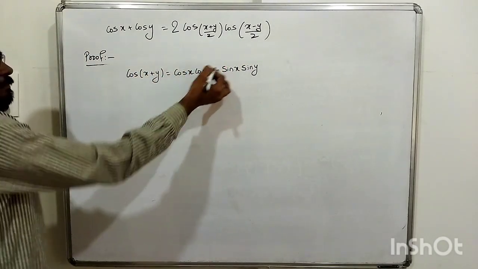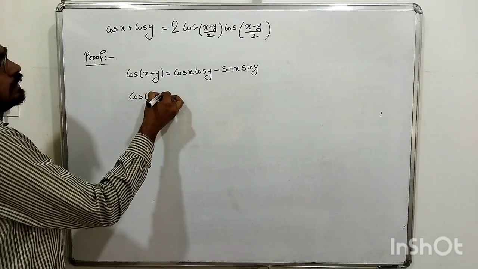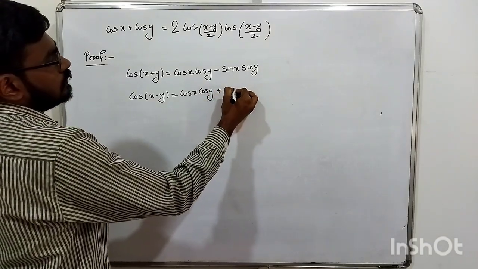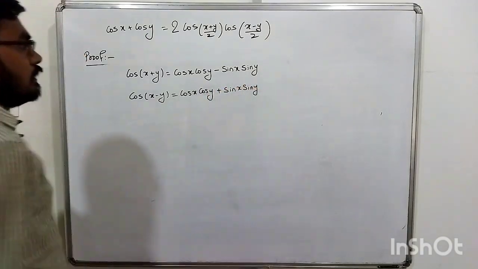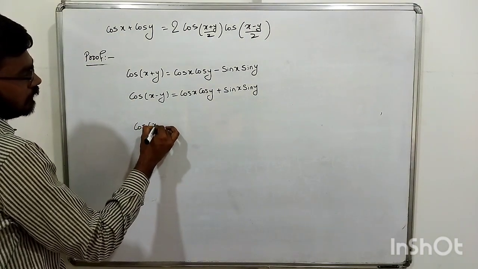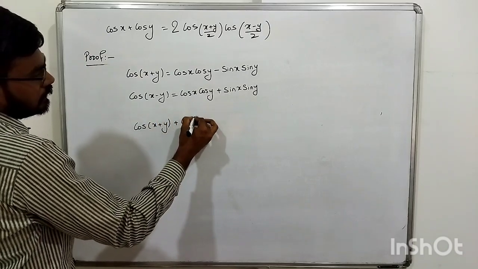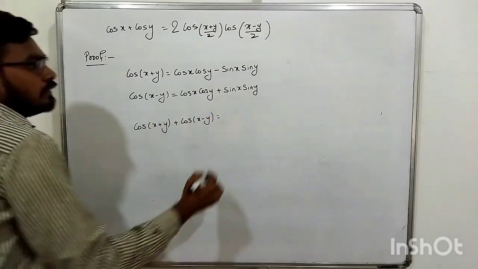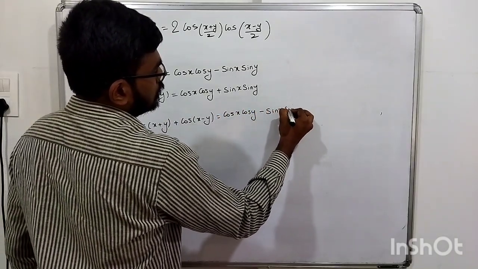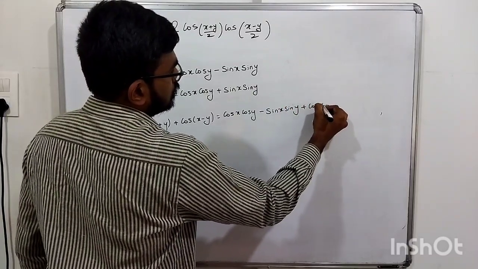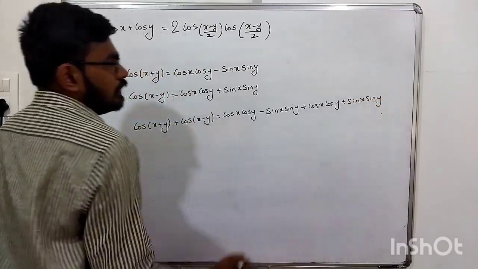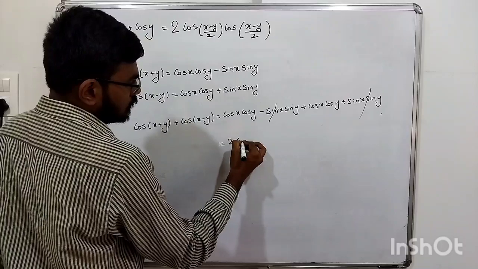And if there is minus here, there is plus here. That is cos of x minus y is cos x cos y plus sin x sin y. Now, since there is plus here, we'll add these two. So cos of x plus y plus cos of x minus y: this will be cos x cos y minus sin x sin y plus cos x cos y plus sin x sin y. Then we can cancel these two and write 2 cos x cos y.